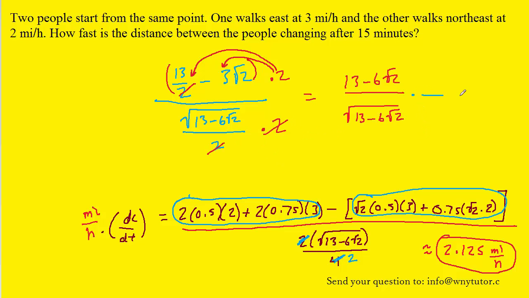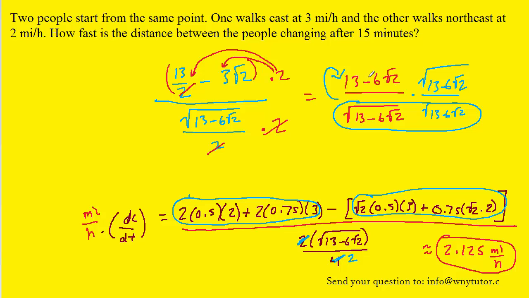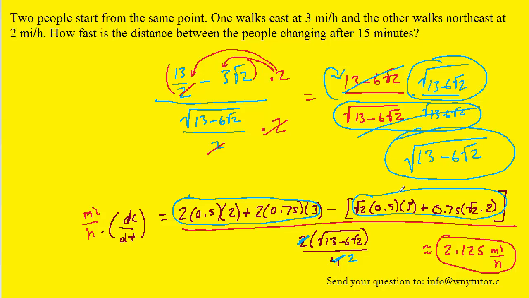I could then rationalize the denominator by multiplying the denominator by the square root of 13 minus 6 root 2 and the numerator by the square root of 13 minus 6 root 2. If you'll notice, when you multiply the denominators, you're going to get exactly this value right here. So the term on the top and the term on the bottom will cancel, leaving you with the exact answer of 13 minus 6 radical 2, all of which is under a square root. So there's the exact answer.